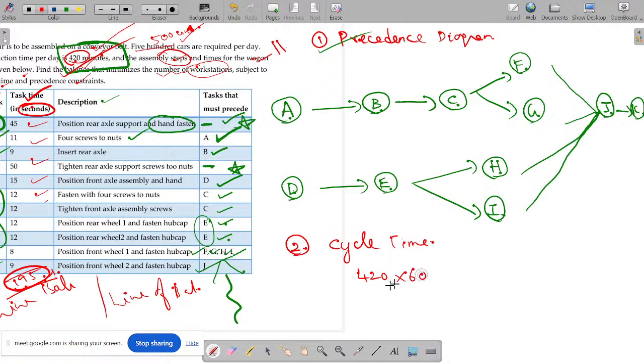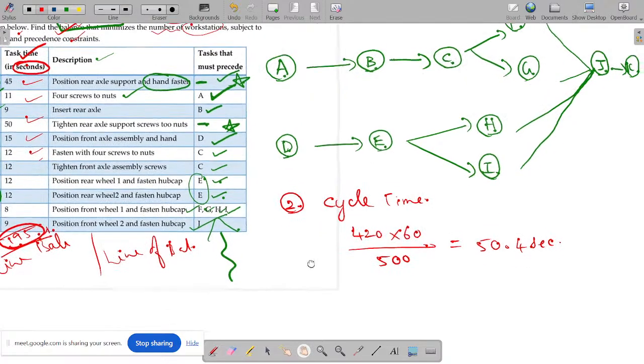So into 60, divided by, this is for how many number of cars they are mentioning? For 500 units of car. So I have to make it for 1 unit. Okay, so what is the cycle time? 50.4 seconds. Okay, 50.4. Let us have it in terms of decimals. 50.4 seconds. So this is the cycle time.